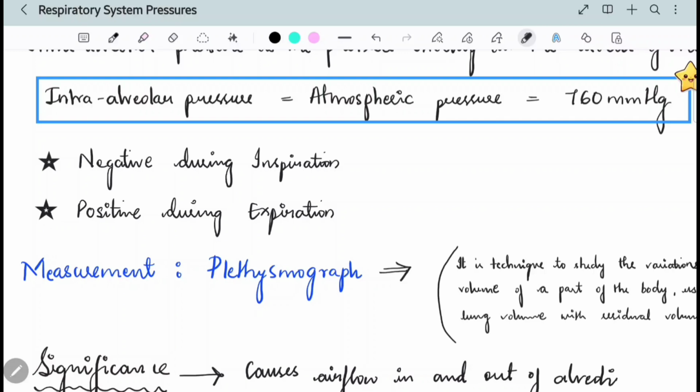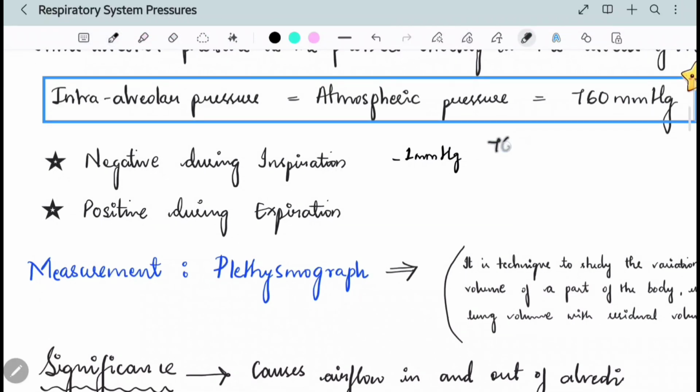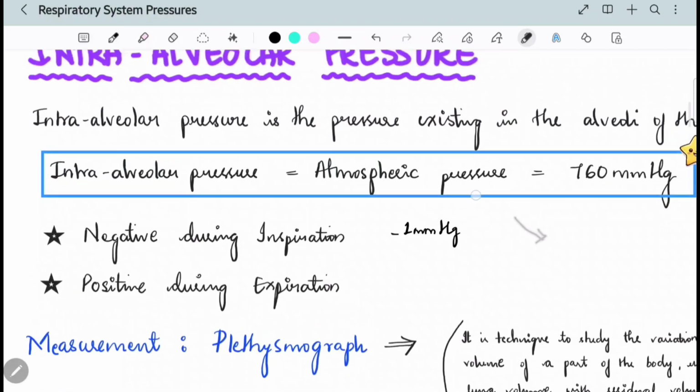Whereas when we are breathing in, the pressure becomes minus 1 mm of Hg. Again here, minus 1 doesn't mean it is negative, it means less than 760. 760 minus 1, it is 759 mm of Hg. This slight negative pressure pulls the air into the lung.